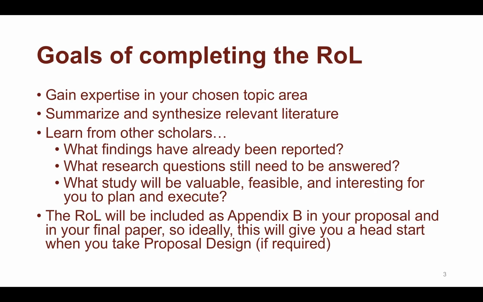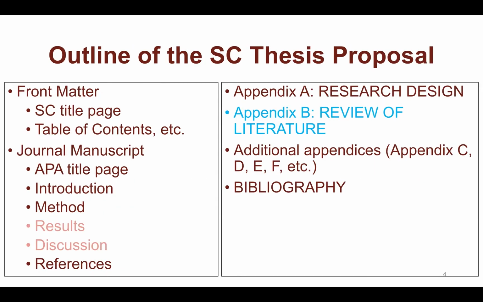And just to preview how this will be useful in your proposal design course, if you're required to take that course, which many of you will be, the ROL will appear in Appendix B. This shows the outline for the Springfield College thesis proposal format, just so you can see what goes where. The review of literature actually will fall in Appendix B. You'll have additional appendices after that, and you actually have Appendix A about your research design that will come before that. That's all stuff that you'll write later on after this course.